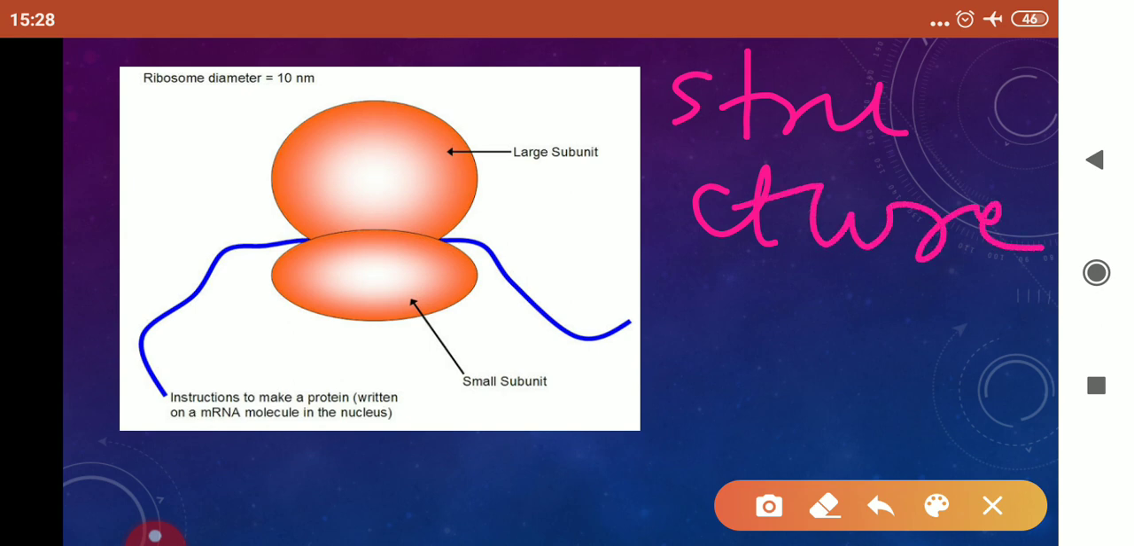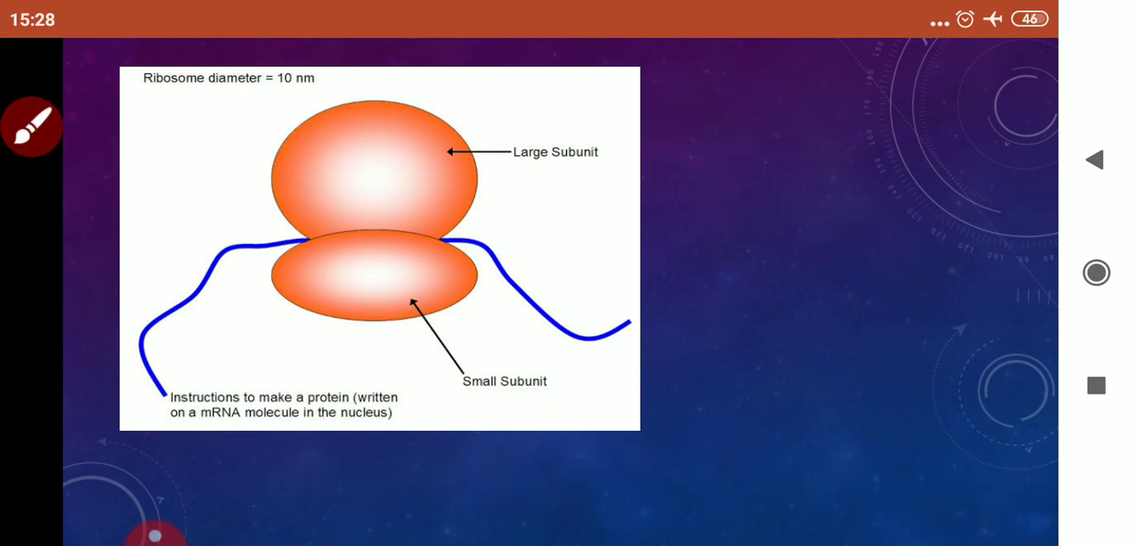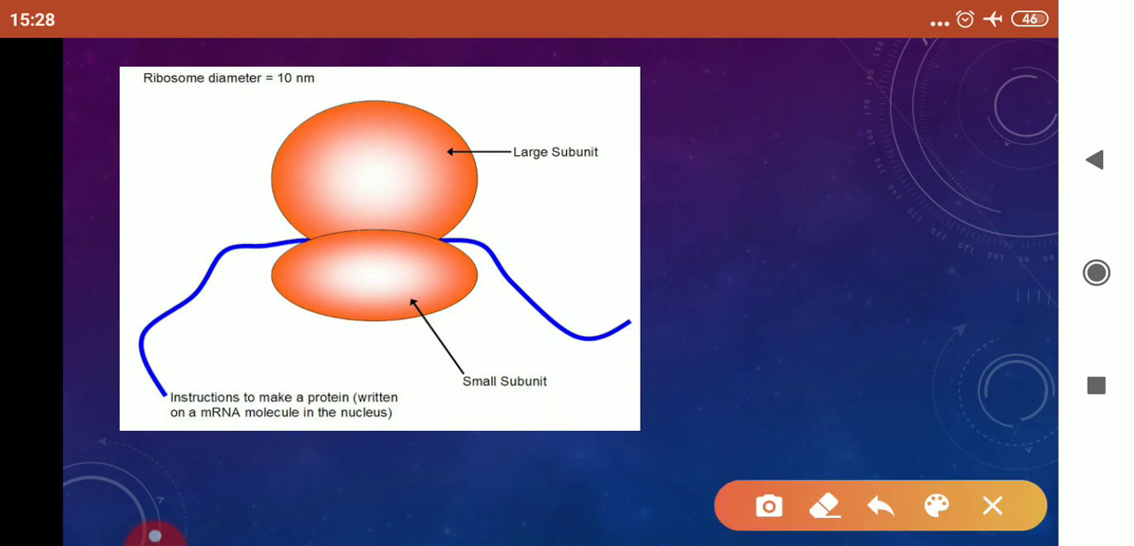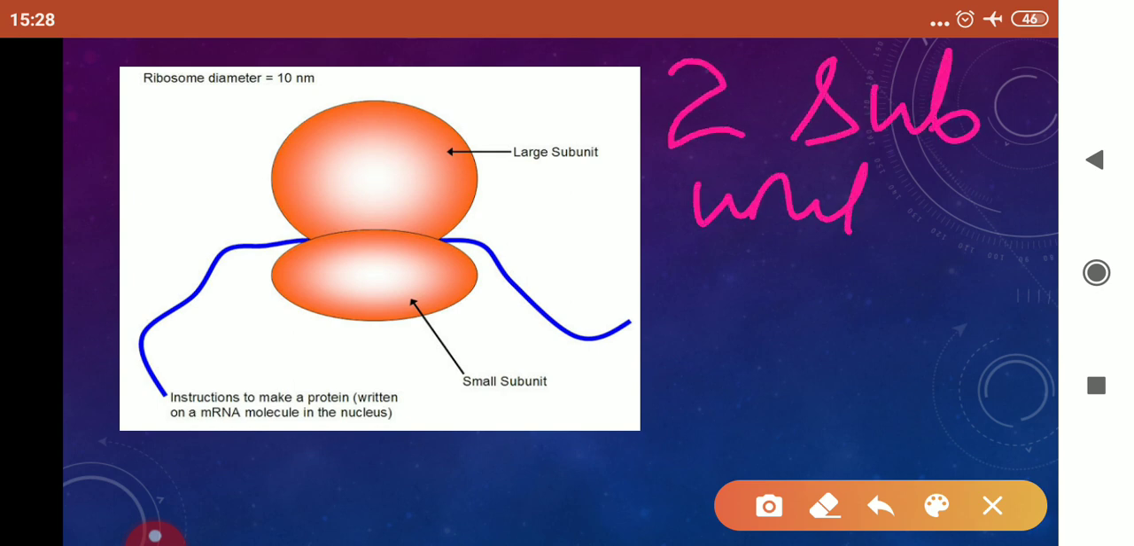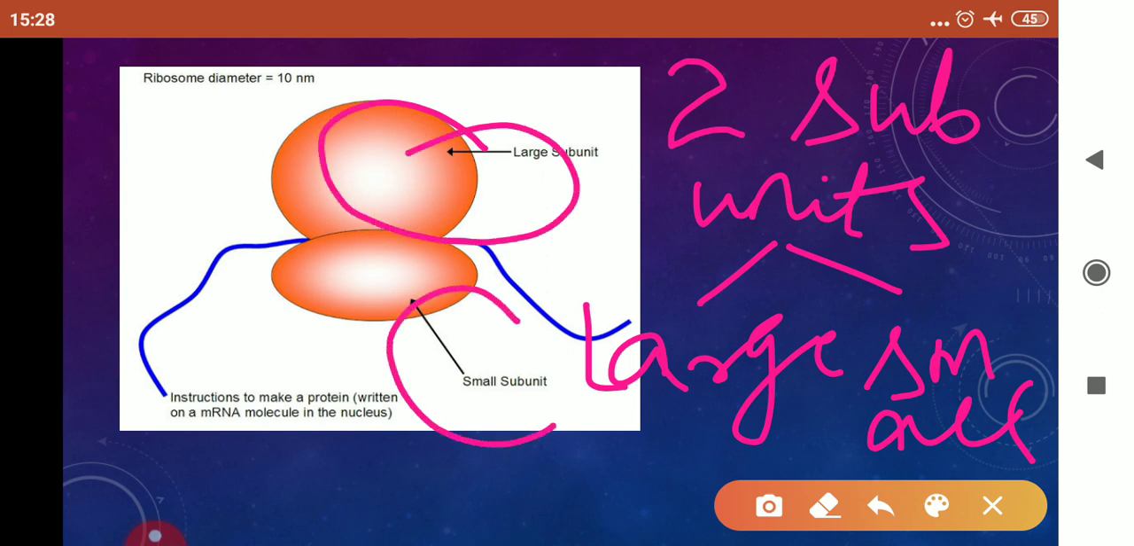The first and the most important thing about the structure of ribosomes is that they are not surrounded by any membrane. This means they are membrane-less structures. Along with this, ribosomes are made up of two subunits. The two subunits, one is the large subunit and the other one is the smaller subunit. You can take a view here. This one is the large subunit and this one is the smaller subunit.